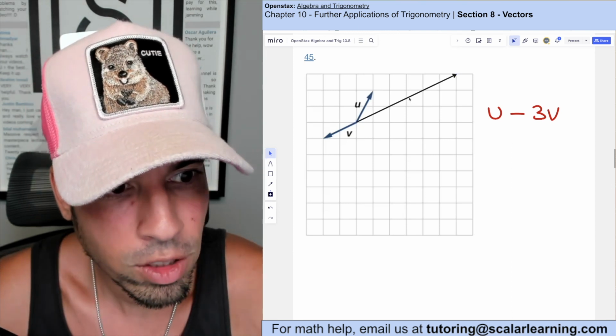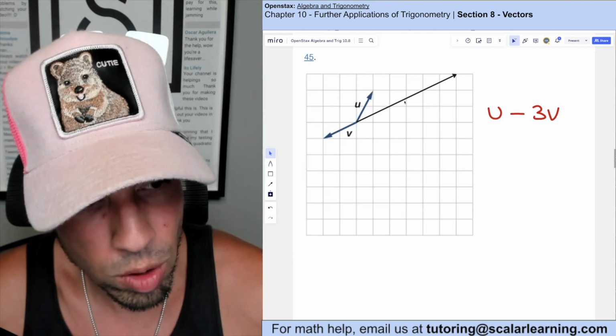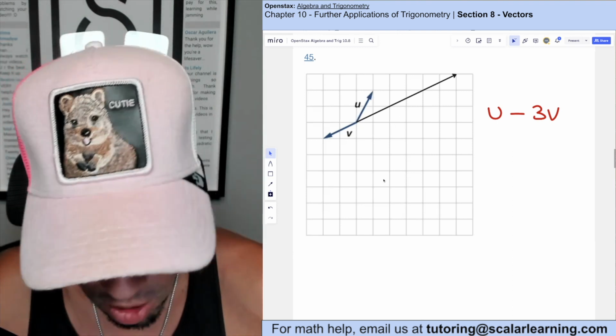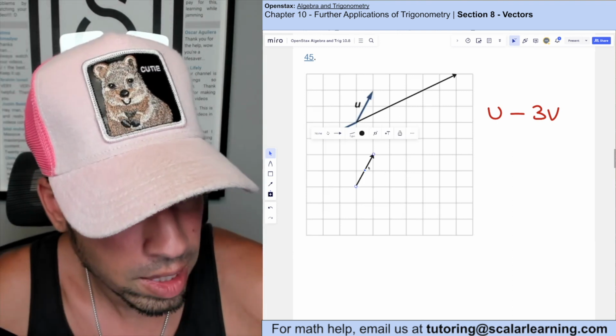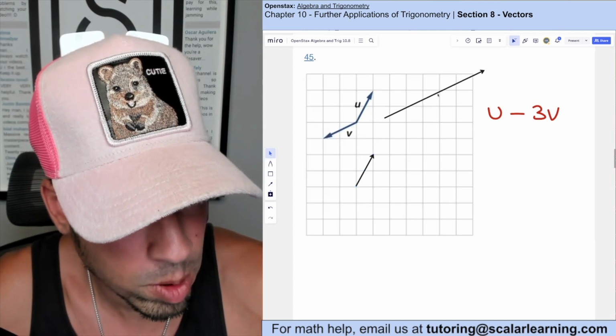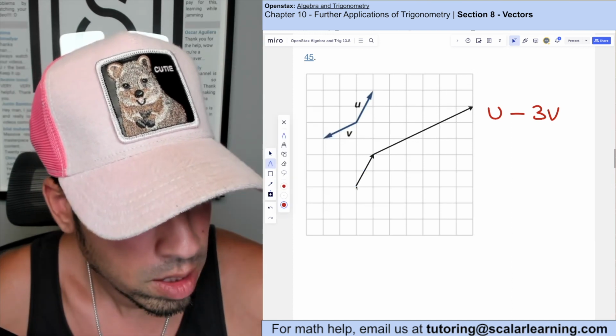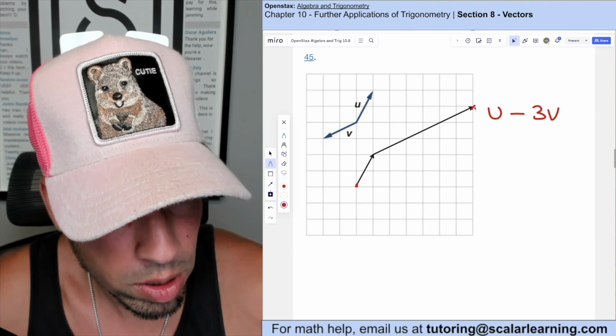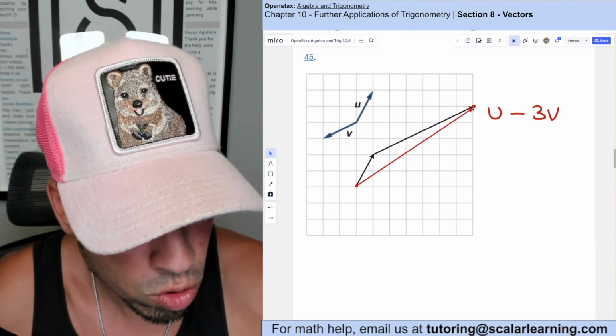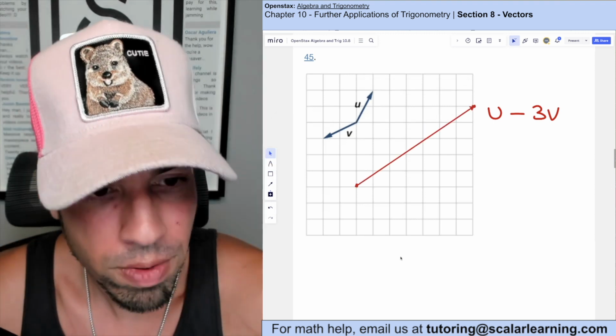And then if we're adding it to u, I do that head to tail thing, but we don't really have enough room where it's positioned here on this graph. So I'm going to redraw u like that, right? Up 2 over 1. And then I'm going to move this guy like here. And then we have a starting point here and ending point here. And our final vector comes across like so. And there's the final vector.